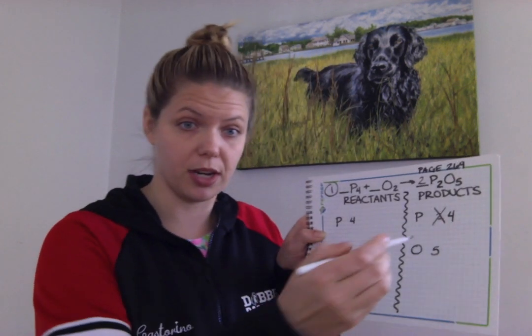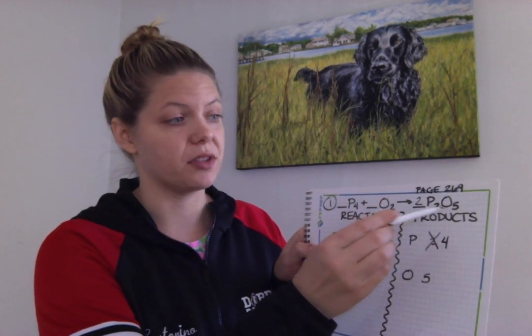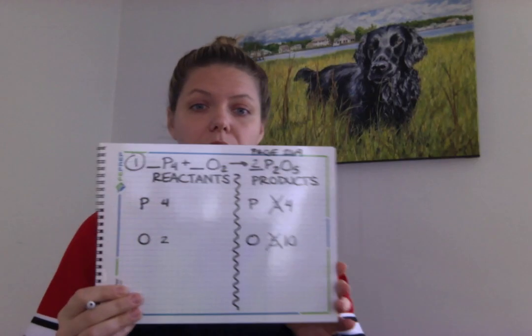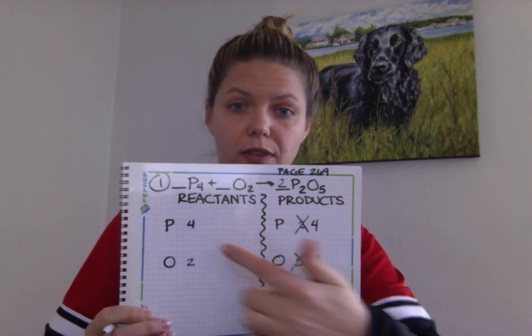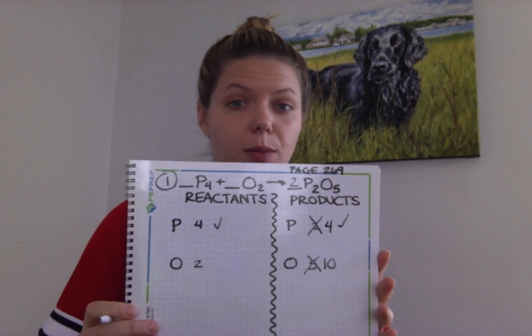So we're going to update our tally, right? And then we have 10 oxygens because it's 2 times 5. All right? So that is where we're at. We have 4 phosphorus, 4 phosphorus. Guess what? That's balanced. Check, check. Okay, we can be done with that.